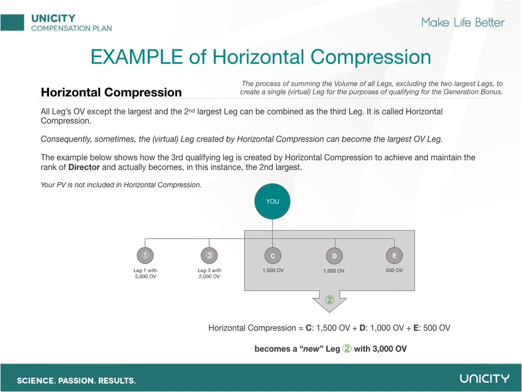In this case, here is an individual with 5 legs, 1, 3, C, D, and E, that would have fallen short of the rank of director. But because C, D, and E for this month horizontally compress into one virtual new leg for the purposes of commission this month, we've now got a new leg 2 of 3,000. So now you have a leg 1 of 5,000, a second virtual new leg for this month of 3,000, and a leg 3, which was your old leg 2 of 2,000.